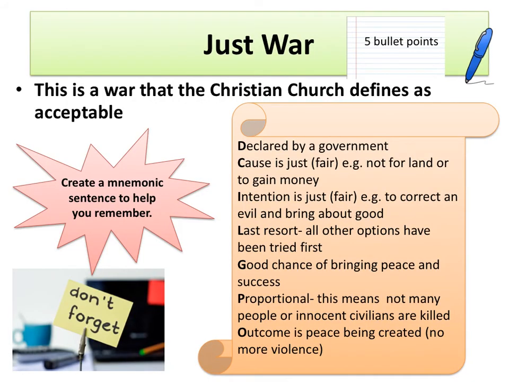The next thing that we need to look at is just war. This is a war that the Christian Church defines as acceptable. It's a theory first put forward by a teacher called St. Thomas Aquinas, and it goes through various different things that have to have happened in order for a war to be acceptable. Different criteria. It's really important that you remember as many of these criteria as possible so that you can refer to them specifically when writing about it in your exam.